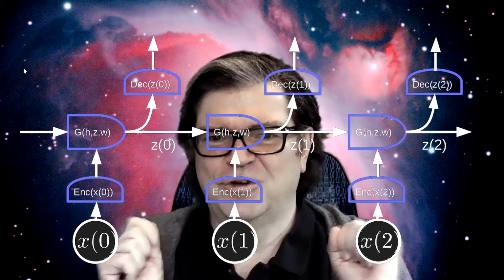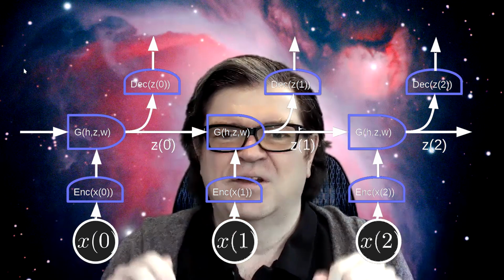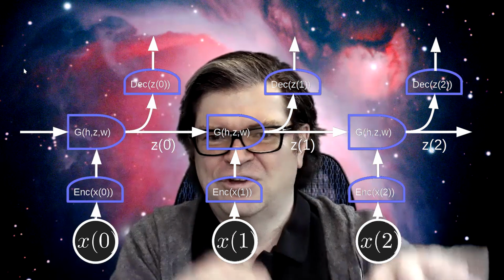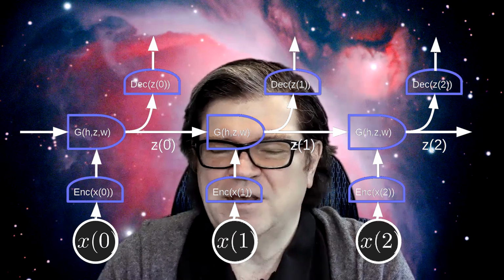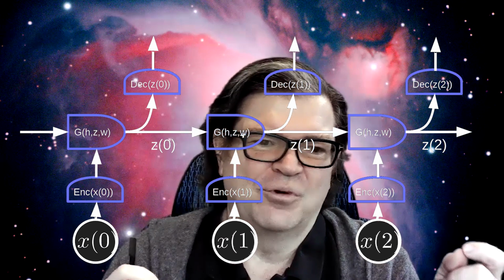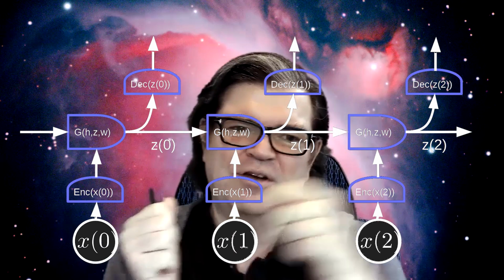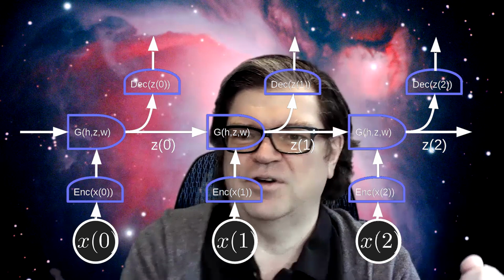You unfold it in time, essentially. You do backpropagation in this new network, which is unfolded in time. And when you backpropagate, because the weights are shared across different time steps, the gradients are going to be accumulated for the different time steps.